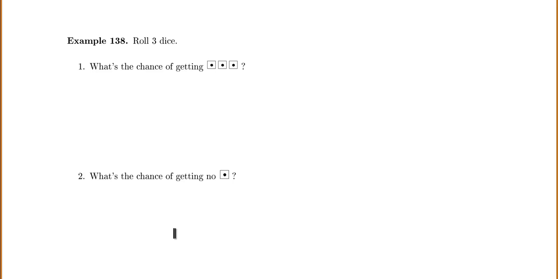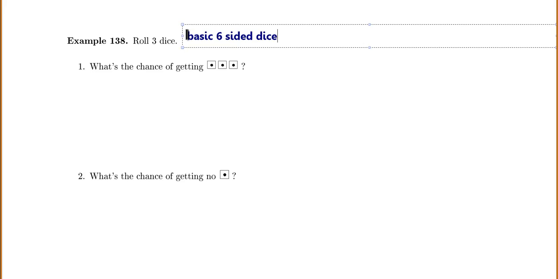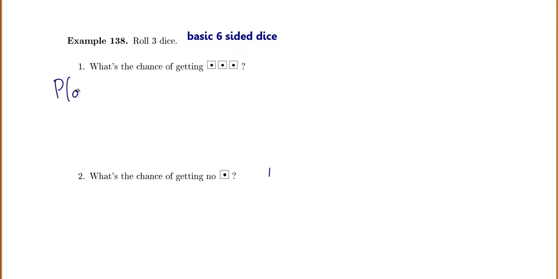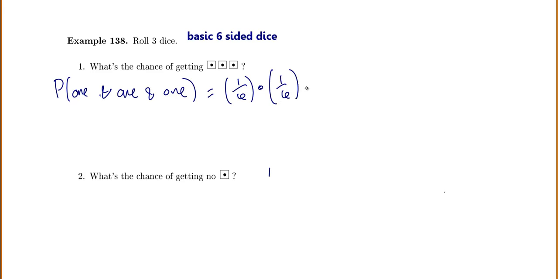Now for example 138, let's roll 3 dice. These are just basic 6-sided dice. So what's the chance that we get a 1 and a 1 and a 1? So we're looking for the probability of a 1 and a 1 and a 1. So we're probably getting a 1. It's a 6-sided dice. There's one 1 on there, so 1 out of 6. Now for my next dice, it's also going to be 1 out of 6. And my next dice is also going to be 1 out of 6. So I get 1 out of 216.